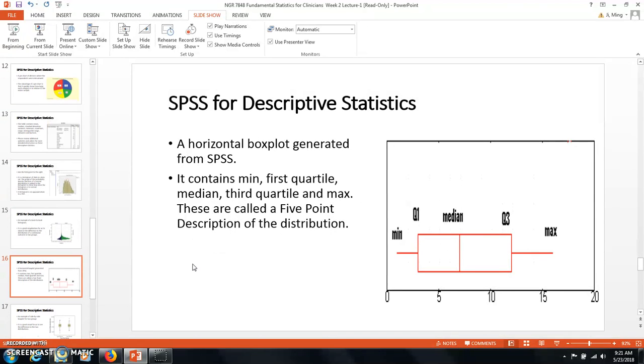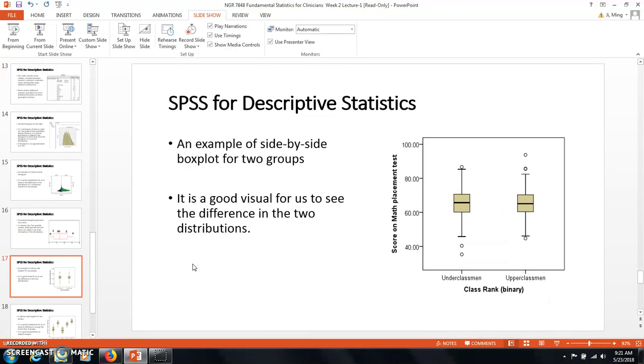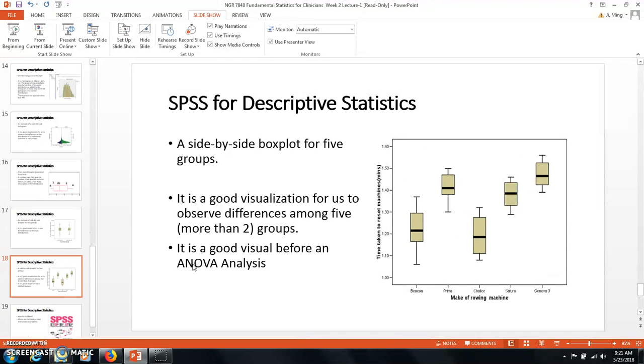And here is a horizontal box plot. It contains the minimum, first quartile, that's the 25th percentile, median, third quartile, that's the 75th percentile, and the maximum. These are called a 5-point description or summary of the distribution. Once you have these 5 summary statistics, you have a pretty good idea about the distribution. Also you can make a side-by-side box plot, a very good tool for us to compare the distribution in two groups. You can even make it for more than two groups, and this is really a good visual before an ANOVA analysis.